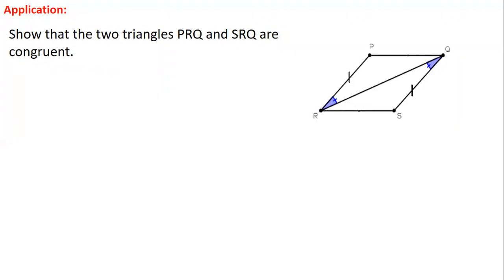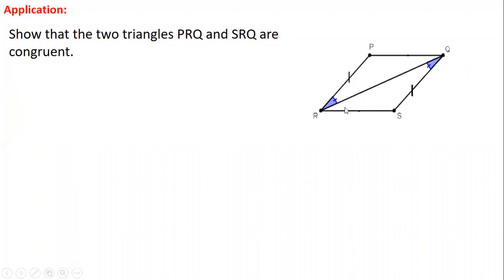Adam Hayek. Yes, miss. Please read. Read, Adam. Show that the two triangles PRQ and SRQ are congruent. So if we look at the figure, we have, Adam, triangle PRQ and SRQ, the triangle up and the triangle down. We should prove that they are congruent.